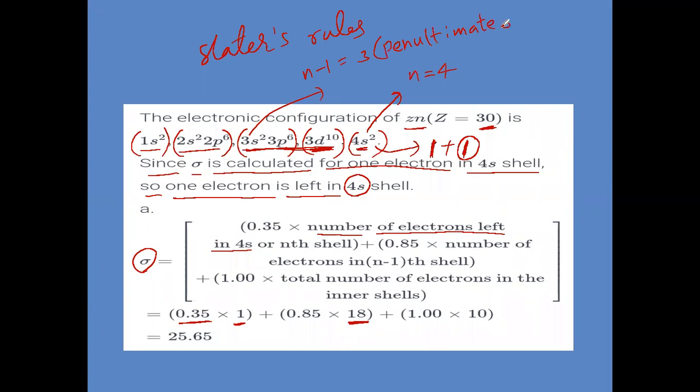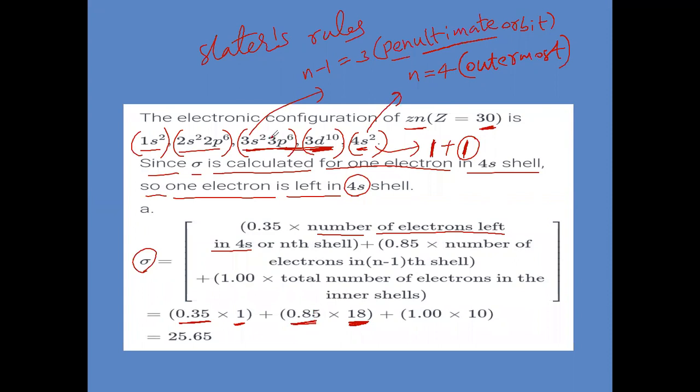What is the outermost orbit here? 4. And the second last is the third. The second last is called the penultimate orbit. So in the penultimate orbit, the third orbit, how many electrons are there in total? 2 plus 6 plus 10, 18. So 18 electrons into 0.85. This value is also a constant given by Slater. 18 into 0.85, plus.